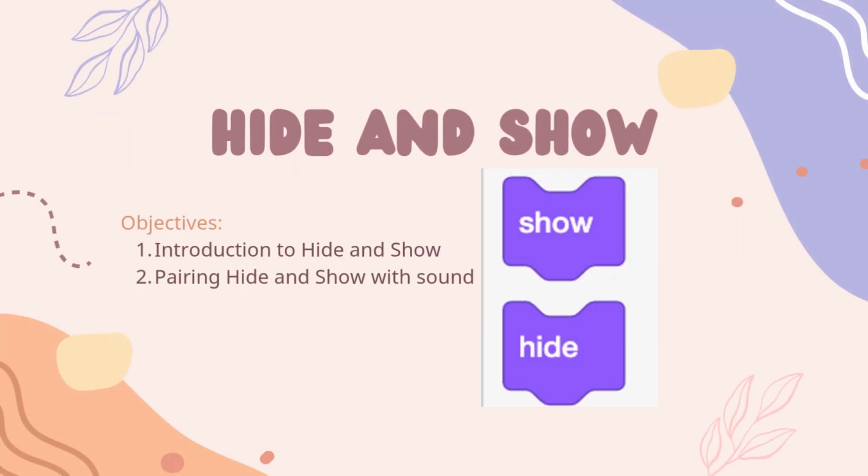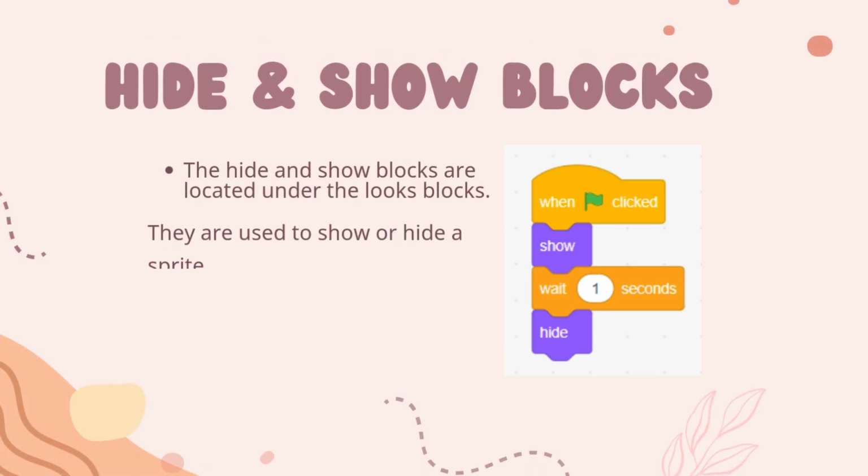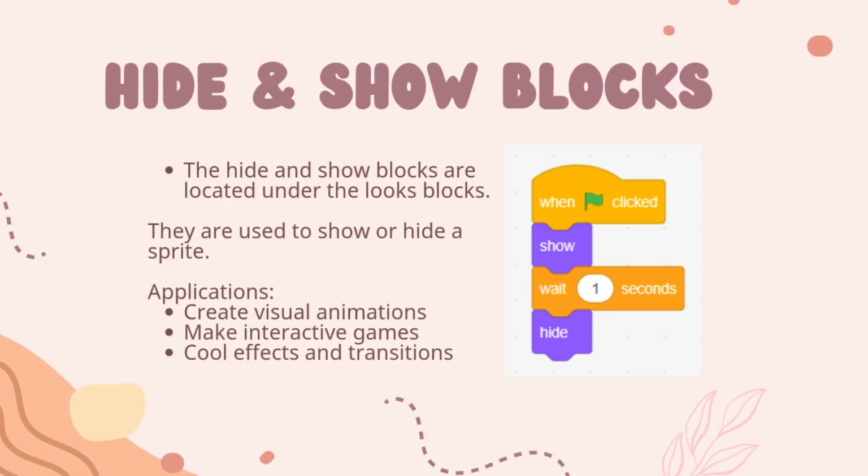Welcome back. Today, we're going to try to experiment with the hide and show on Scratch. The objectives are for us to gain an introductory understanding of hide and show, and the pairing of hide and show with sound. The hide and show blocks are located under the looks category. They are used to hide or show a sprite respectively. We can use it to create visual animations, make interactive games, and create cool effects and transitions.